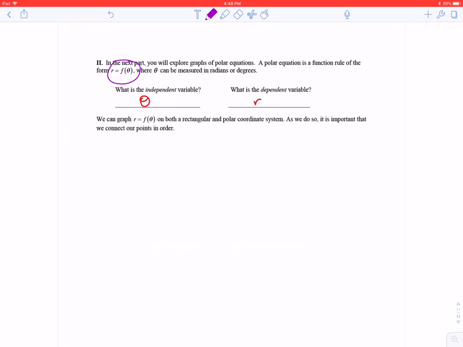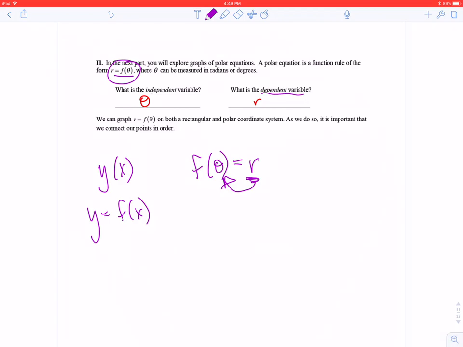We're going to look at functions. r is a function of theta. We are used to y is a function of x. Now we're going to have a function of theta, and that function will equal r. Sometimes we see y equals f of x. Now we have r equals f of theta. Because of that, r must depend on theta. r depends on theta. Theta is the independent variable. So even though we write x, y coordinates and we write r, theta polar coordinates, they don't correspond.